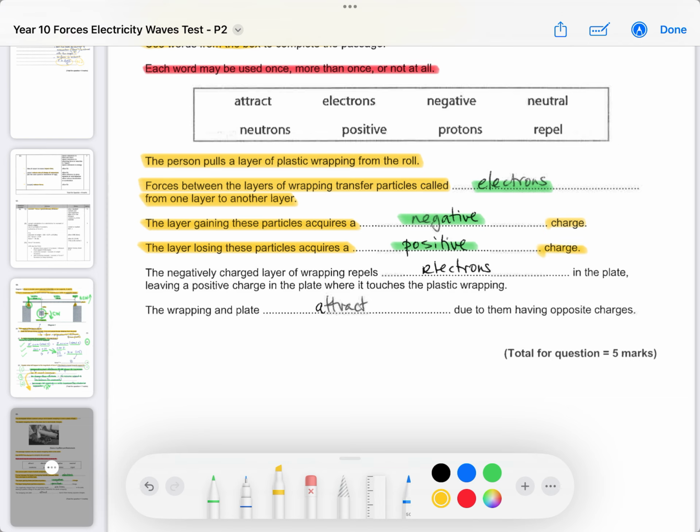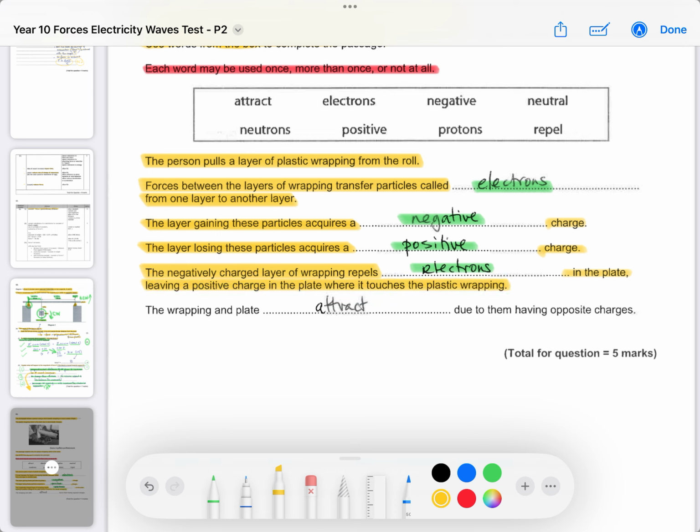So this is the essence of electricity, the transfer of electrons. Alright, so then it says the negatively charged layer of wrapping repels electrons. If it's negative, it will repel electrons in the plate. So it's pushing the electrons in the plate away from it, leaving a positive charge on the surface of the plate where it touches the plastic wrapping.